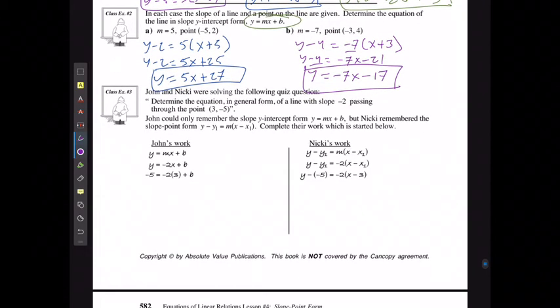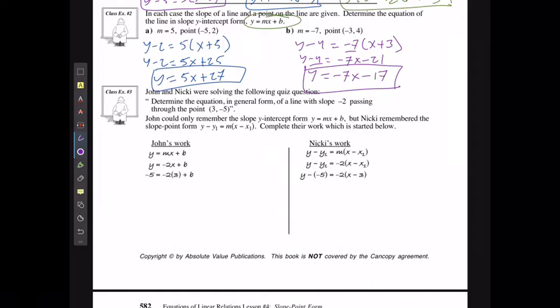John and Nikki were solving the following quiz question. Determine the equation in general form of a line with a slope of negative 2 passing through the point 3 and negative 5. John can only remember the slope y-intercept form, but Nikki remembered the slope point form. Complete their work, which is started below.